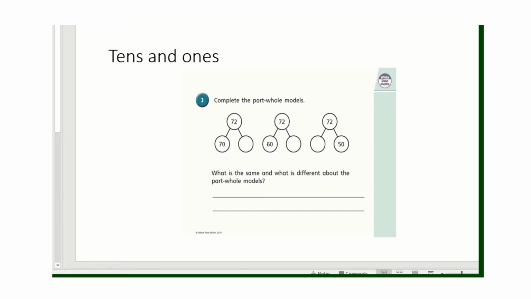Look at the third one. It can be made up, look, it's got 50. So that would be 5 tens. So you would have 2 tens left and 2 ones. So it can also be made up of 22. So the same is that each number is the same, isn't it? But different is it's different tens and different ones, isn't it?